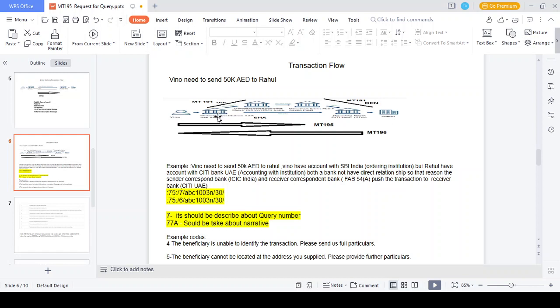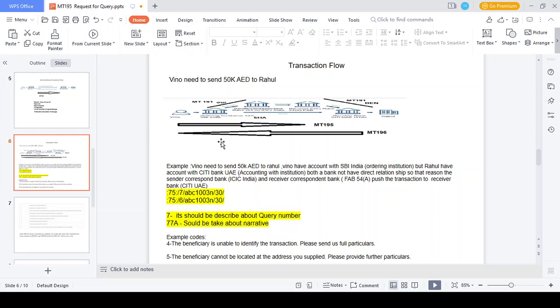What happens? SB India sends the money to ICICI Bank India, the sender correspondent. ICICI Bank India transfers the money to FRB, First Republic Bank. First Republic Bank transfers the money to Citibank UAE, like that. This is the process flow. We think about whether the transaction was initiated twice or not, whether the beneficiary account number is the right account or not, and whether valid information was provided or not.